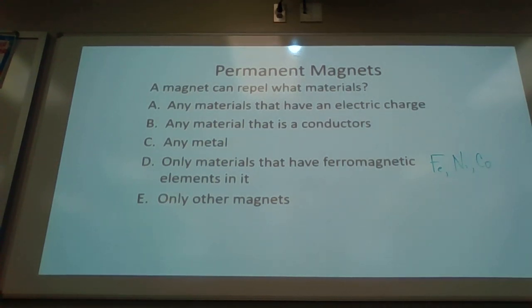Correct answer is E, only other magnets. This is similar to charges, where if you have a neutral object, it'll polarize and it'll attract to a charged object. Or opposite charges will also attract. The only thing that will repel is the same charge. This is true here. The only thing that's going to repel from a magnet is another like pole. So two north poles, two south poles.